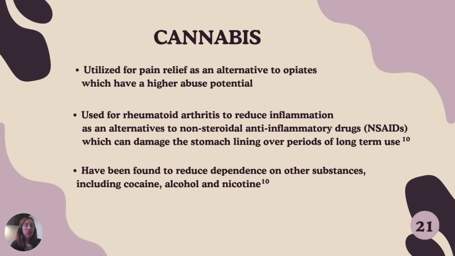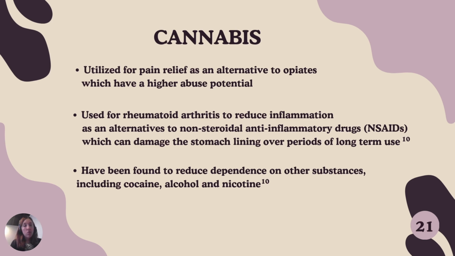Okay, so we're going to get into specific substances now, specific harm reduction interventions and approaches involving specific drugs. So first, we're going to talk about medical cannabis. This can be utilized for pain relief as an alternative to opiates, which have, as we know, a much higher abuse potential.